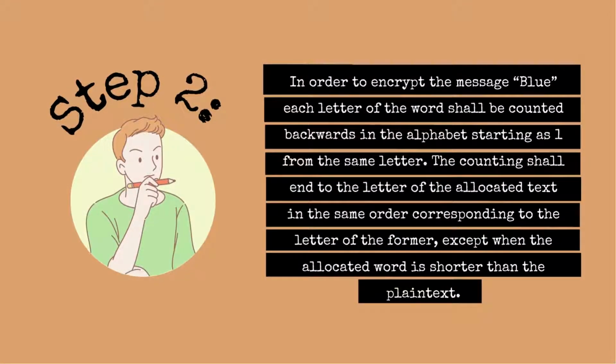Step 2. In order to encrypt the message blue, each letter of the word shall be counted backwards in the alphabet, starting as 1 from the same letter. The counting shall end to the letter of the allocated text in the same order corresponding to the letter of the former, except when the allocated word is shorter than the plain text.